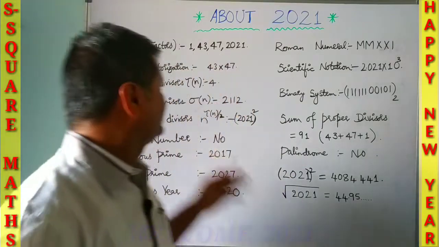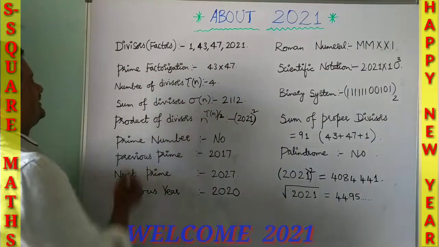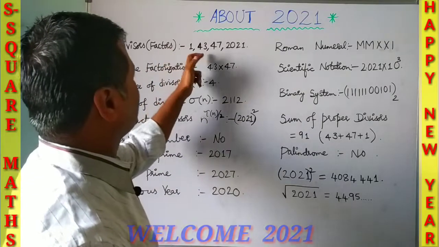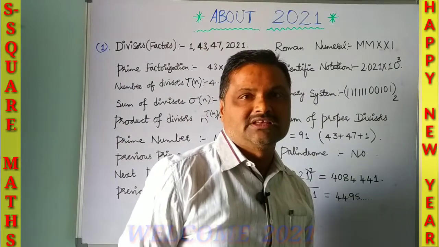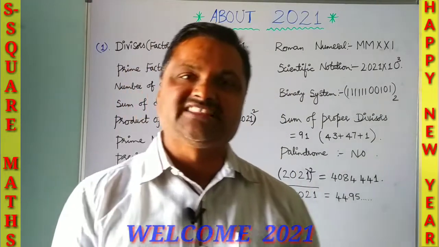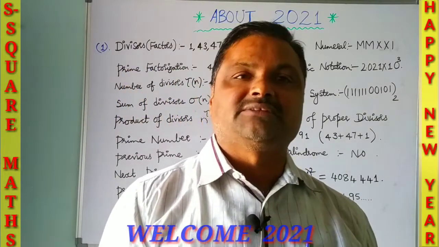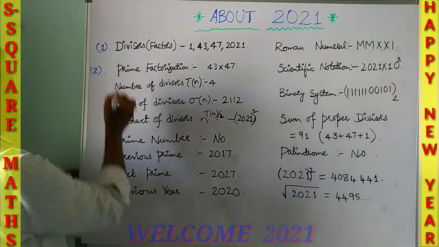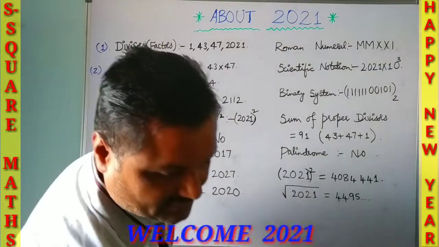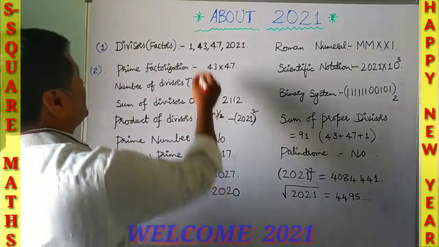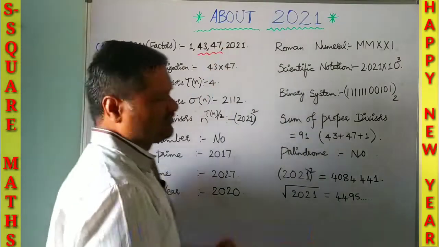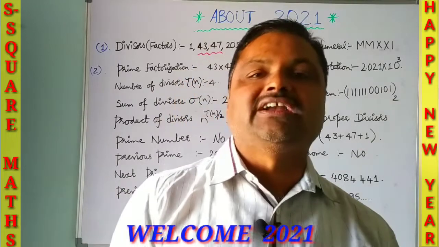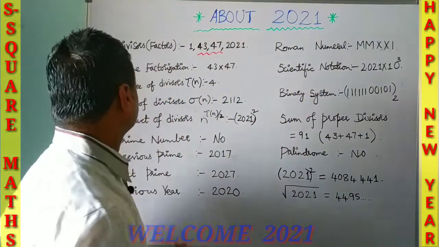Okay. Next, divisors. The divisors for 2021 are 1, 43, 47 and 2021. Nothing but 4 divisors for 2021, nothing but the factors. Next, second observation, the prime factorization. If you observe carefully, the factors are 43 and 47. Hence, the prime factorization of 2021 will be 43 into 47.